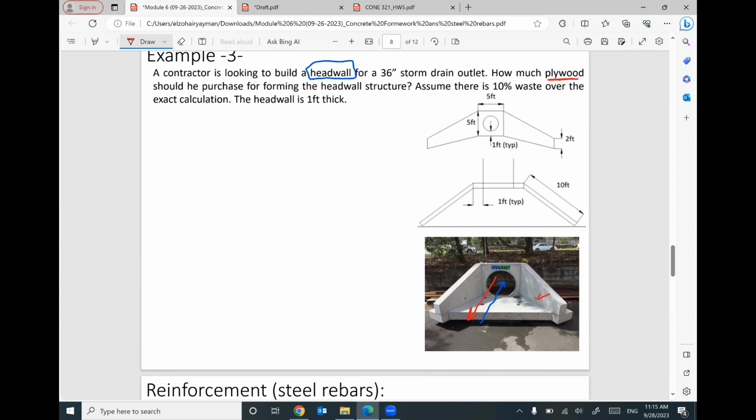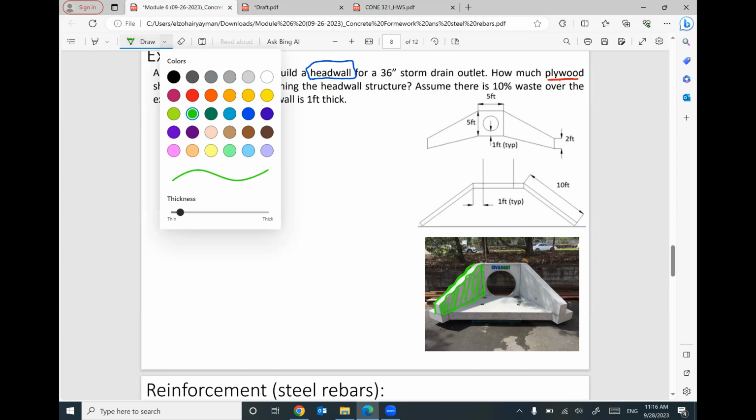So if you figure out the head wall, I need to construct this wall and this wall and this wall. We have 3 walls. If we start with this wall, we need to construct a formwork on this side. That's right. We need to construct a formwork at this side, and I will construct the same formwork on the back here. Then I can pour my concrete in between.